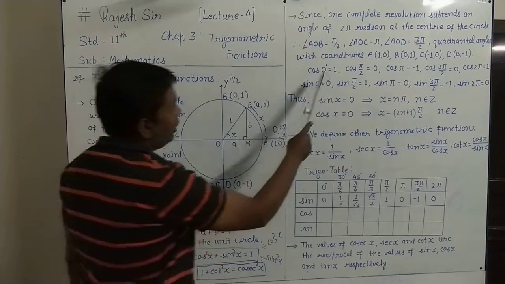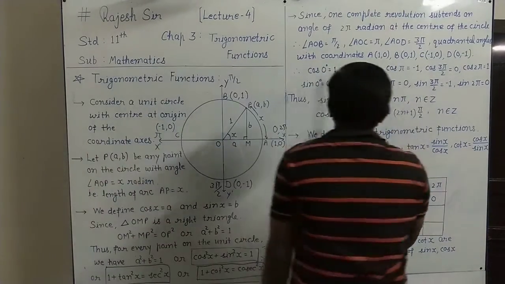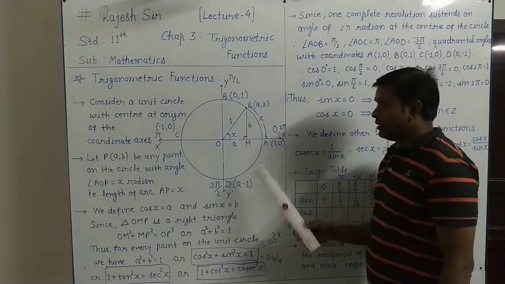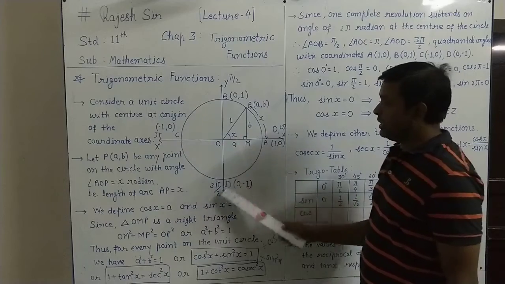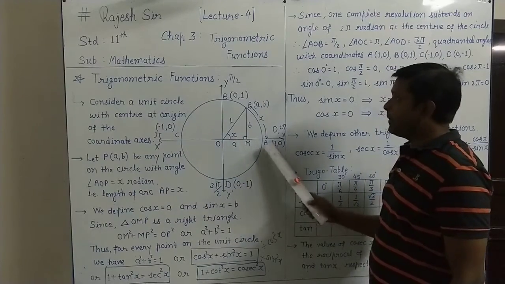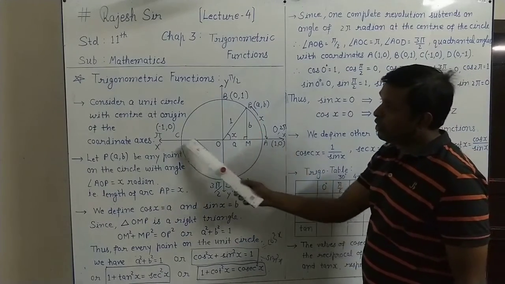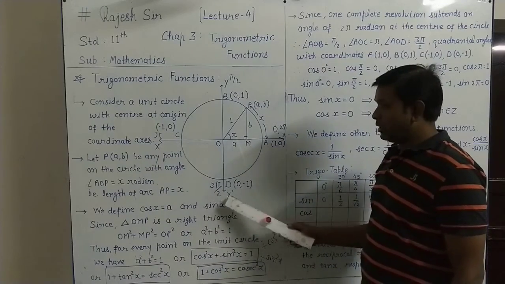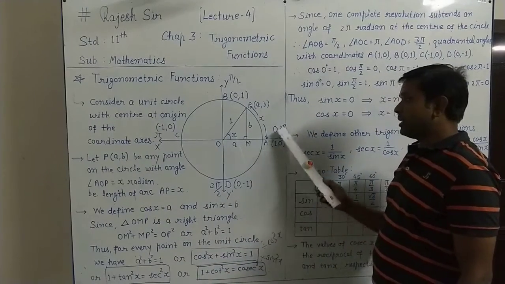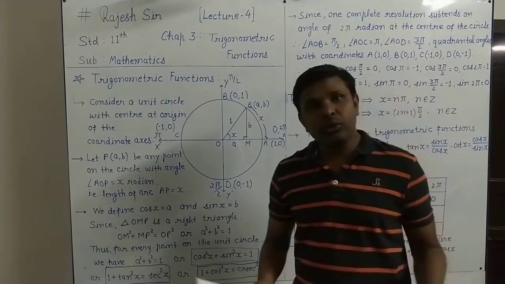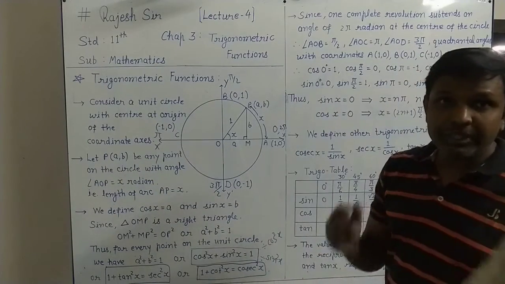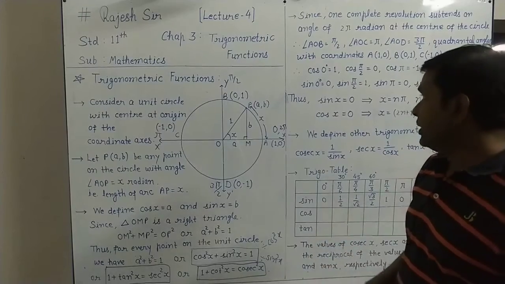So these are all the cos values which we can see from the unit circle, seeing the x coordinate of each of A, B, C, D and E. Cos 0 is 1, cos pi by 2 is 0, cos pi is -1, cos 3 pi by 2 is 0, and cos 2 pi is again 1. To get the value of cos, we have to see the x coordinate. Similarly, to get the value of sine, we have to see the y coordinate.